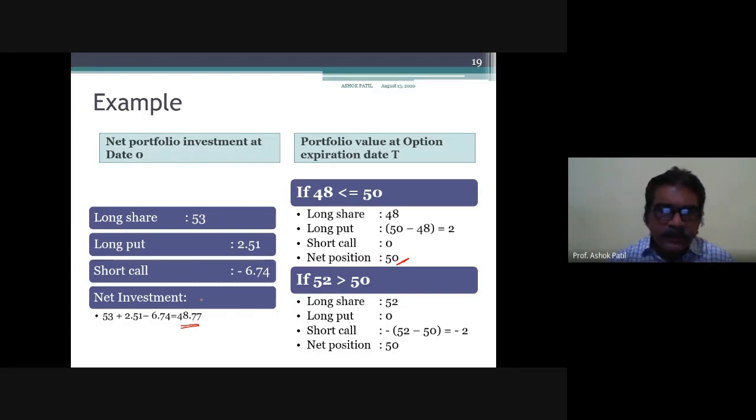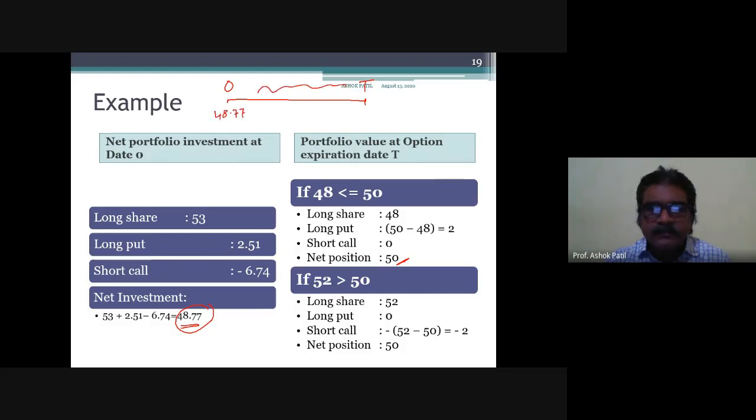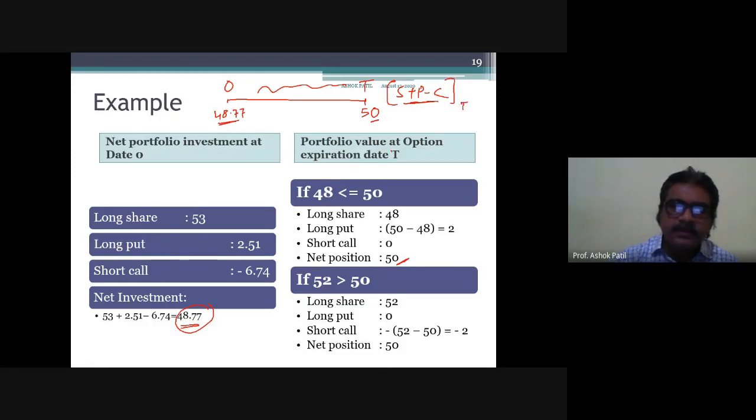So you actually get a return, which is confirmed. You know that I have taken this position today, so we can think of it in terms of a timeline, 0 and maturity. So today I have invested 48.77, and whatever is the period, for that period I have ensured that I'll get 50 by taking the position of S plus P minus C. Right. So I can see that by taking this position of S plus P minus C today, my value of S plus P minus C at T is 50, which is constant, irrespective of whatever is happening to the share price or that underlying.